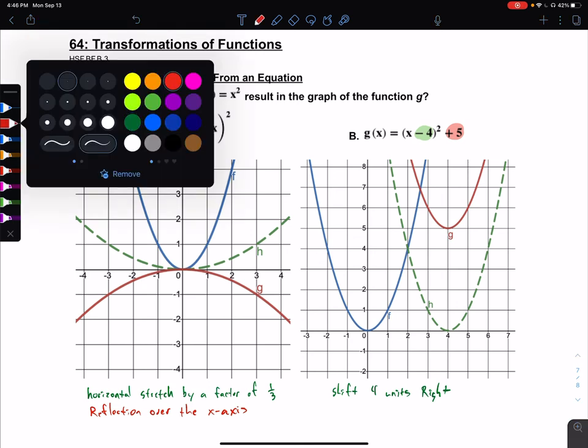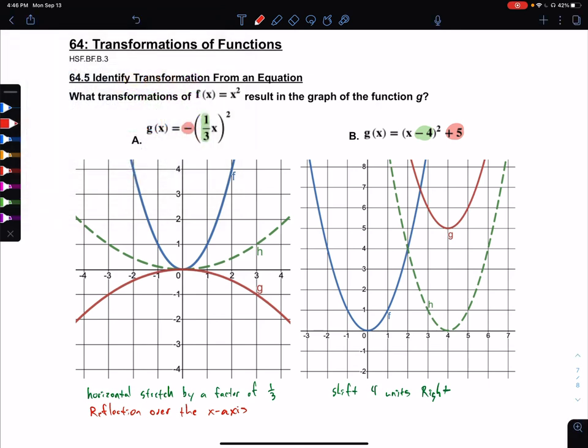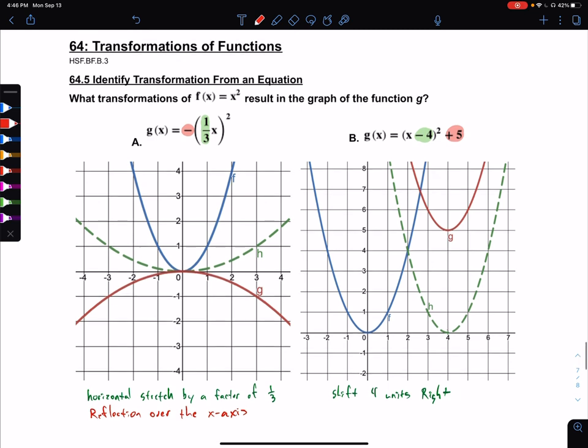And then that plus 5 on the outside is going to be a vertical shift. So that's going to determine whether it goes up or down. That's straightforward, very easy to figure out. It's plus 5. So that's where we took this vertex here and we shifted it up 5 places, or 5 units. So we would say that we have a shift 5 units up. And that's it.